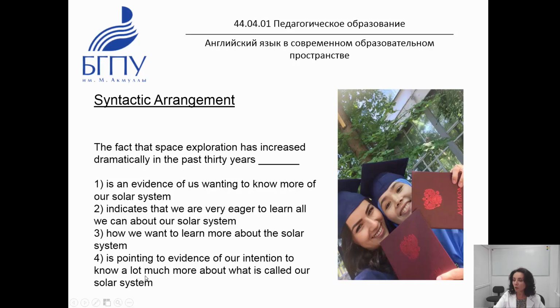the string like lot, much, more sounds clumsy since the grammatically correct form is much more without that lot. So we can turn again to the only right variant, and this is variant 2. Indicates that we are very good to learn all we can about our solar system.